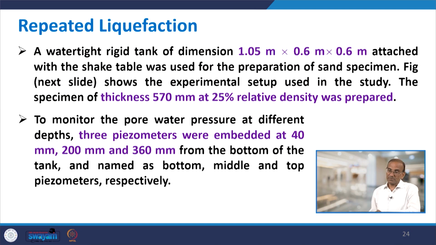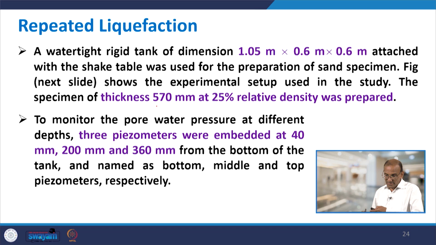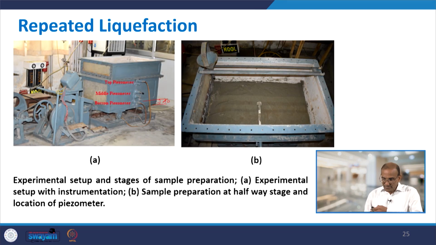To monitor the pore water pressure at different depths, 3 piezometers were embedded at 40 millimeter, 200 mm and 360 mm from the bottom of the tank, and named as the bottom, middle and top piezometers. So, you have 40 mm, 200 mm, 360 mm. The 40 mm will be the distance from the base. So, this distance will be 40. Then you have the distance from the base itself 200 mm for the middle, and the top one from the base will be 360. So, at the top 3 piezometers are used.